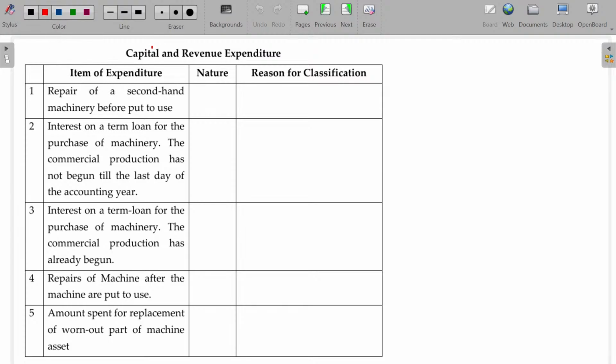Classify the expenditure into capital and revenue. Repair of a second-hand machinery before put to use. Come on, what about this one? Capital payment. Reason? First time. Because of this one, we increase the efficiency and the benefit will also be enjoyed.